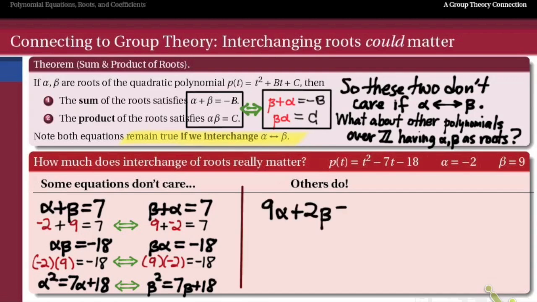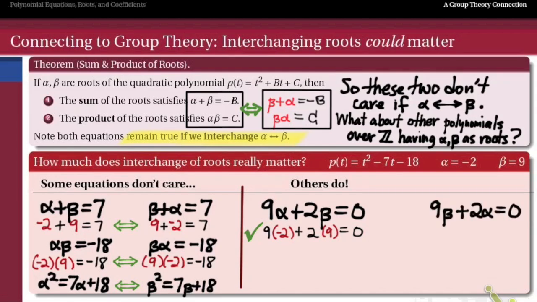But other polynomial equations definitely do matter. So here's a simple polynomial equation with integer coefficients that has alpha equals negative 2 and beta equals 9 as a solution. You can check that. Just put in a negative 2 for alpha and a 9 for beta, and sure enough, 9 alpha plus 2 beta is indeed equal to 0. But what happens with this equation when I trade alpha with beta?